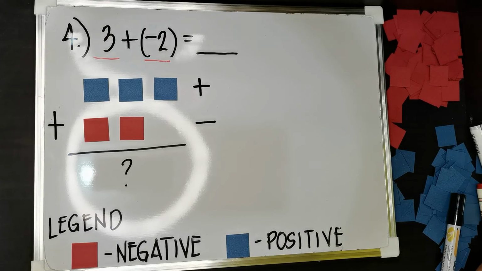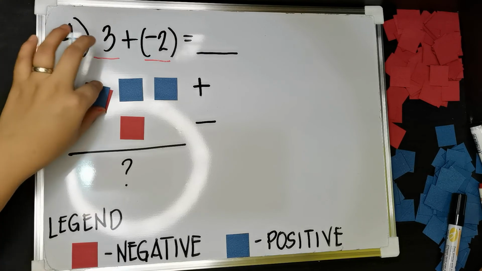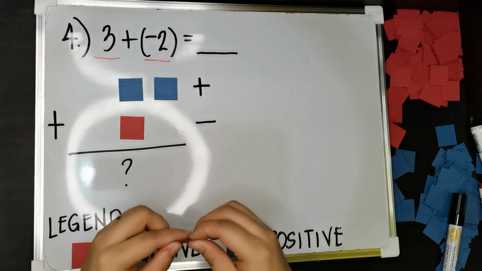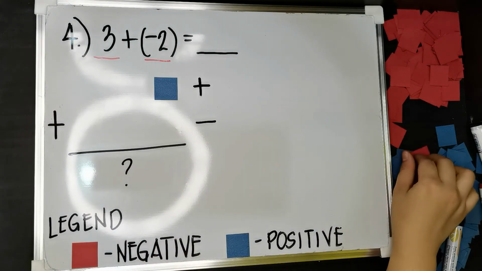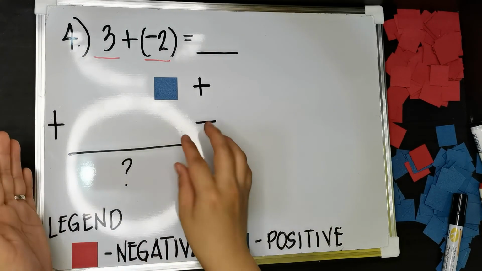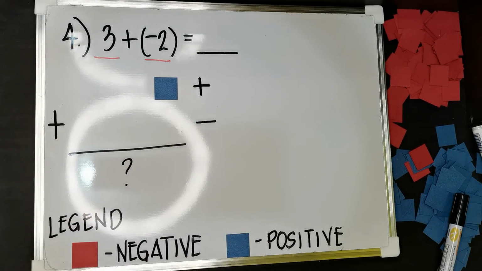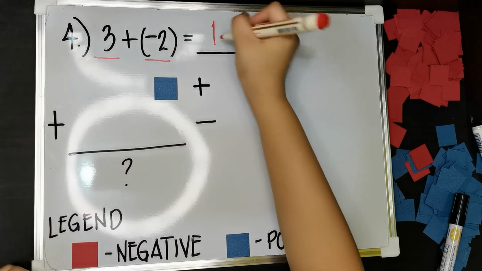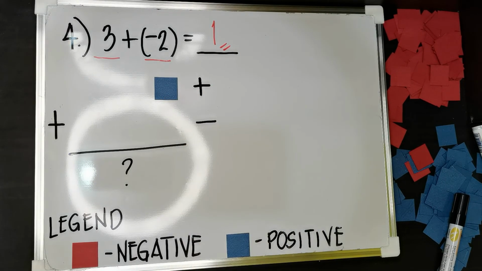Then, ang sunod natin gawin ay i-cancel out natin yung opposite na signs. Okay? And then, cancel out din natin to. And then, ilang tile lang nakikita nyong natira? Ang natira na lang ay 1. So, therefore, our answer is 1. Positive 1. Okay? Bakit positive? Kasi nga, positive yun. Okay? So, ganun lang yung number 4.